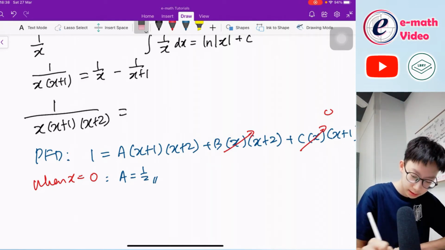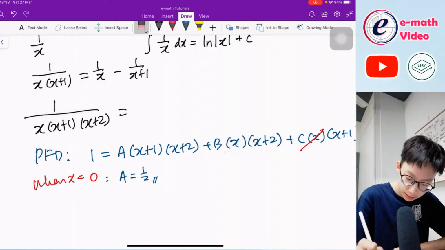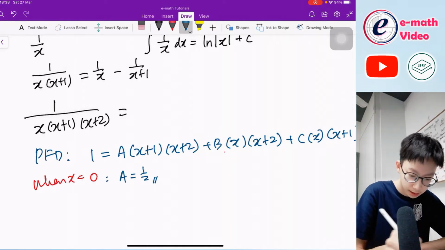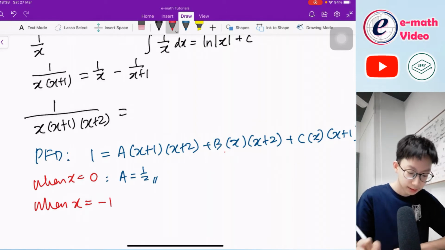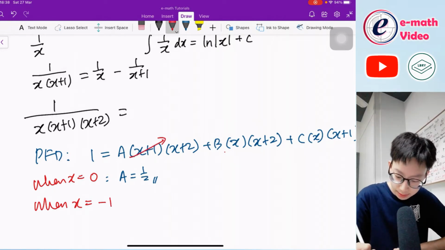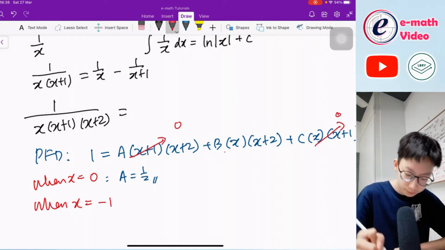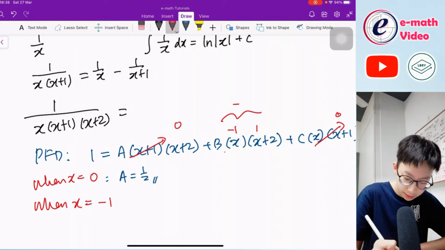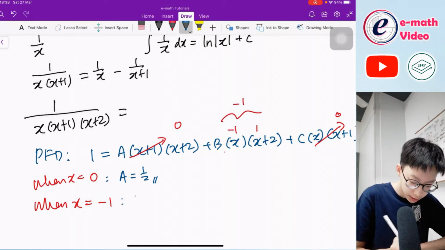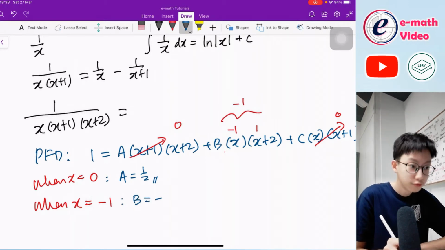Then next, let me erase this, erase that. So when x equals negative 1, I want to cover up this and that. Negative 1 plus 2 is a positive 1. And together it is actually a negative 1. So b will be negative 1.